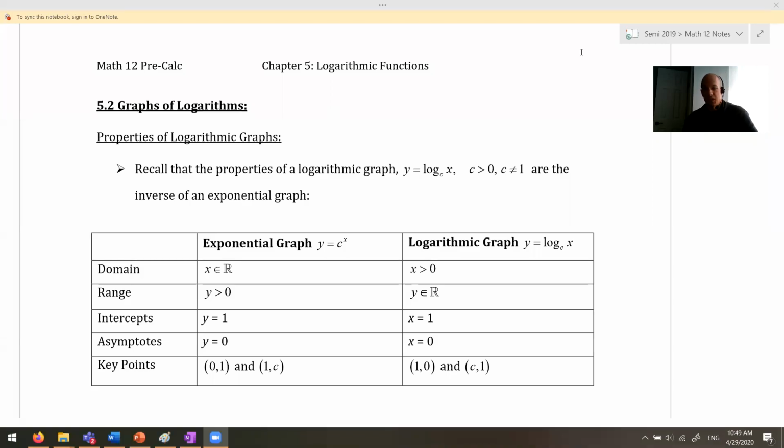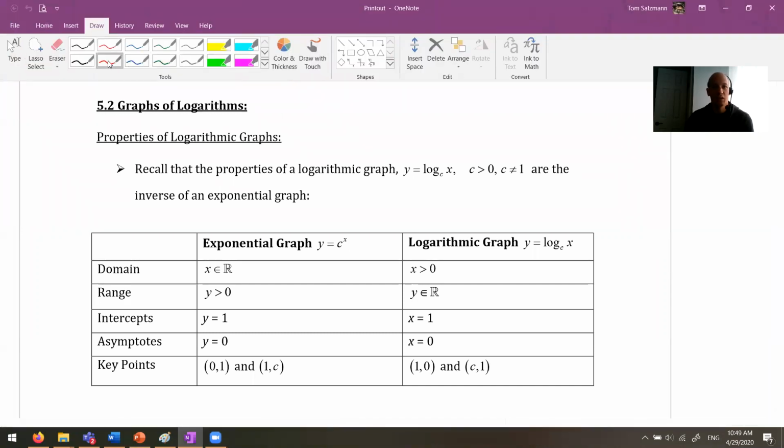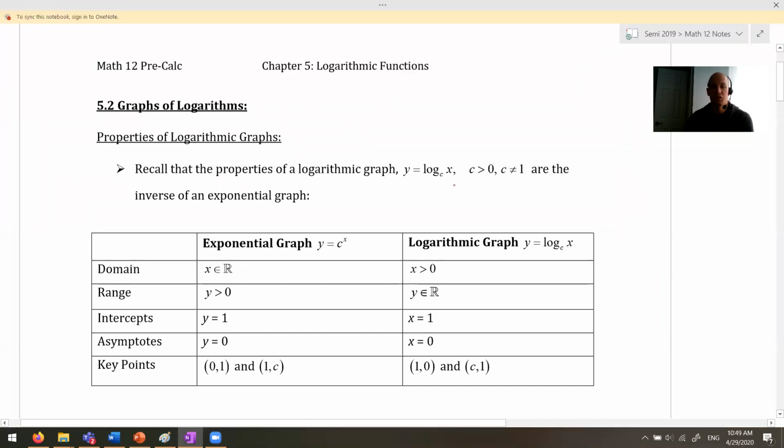Okay, kids, time for 5.2 Graphs of Logarithms. So what we're going to do here is look at basically the shape of log graphs, some other important features, and how to transform them. Not a really hard lesson here because we're just applying something we already know to a new idea.